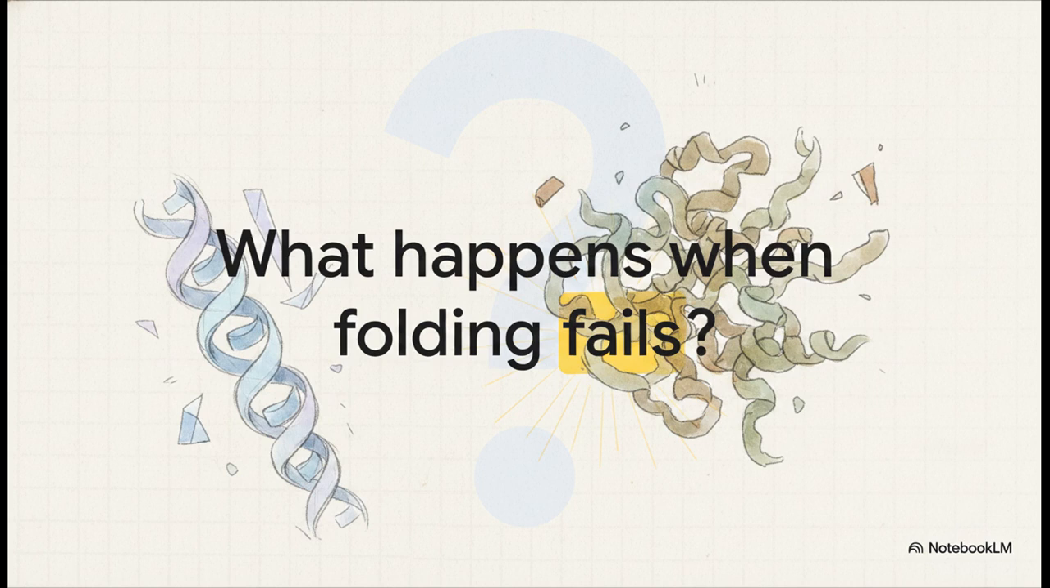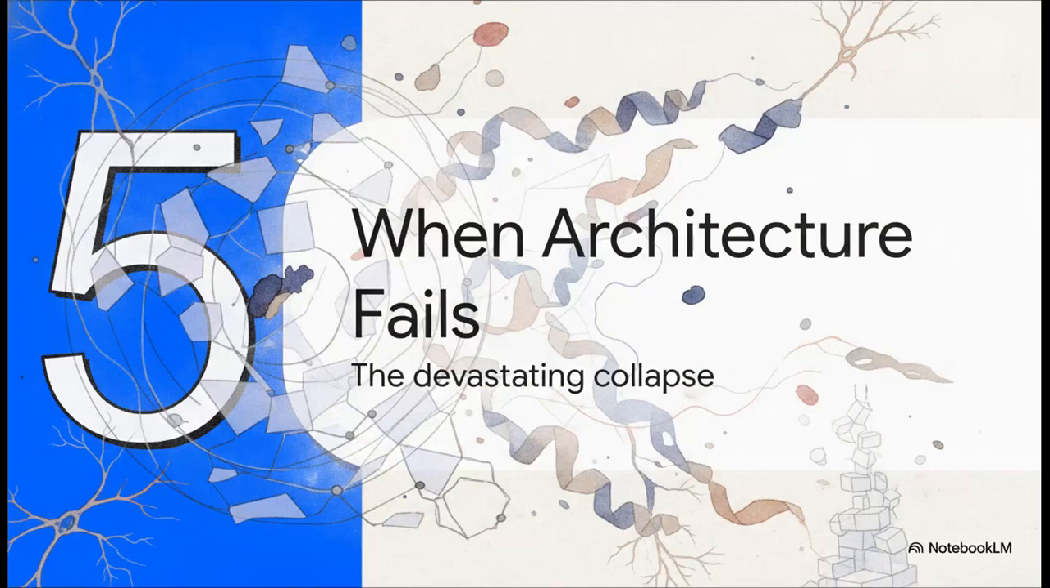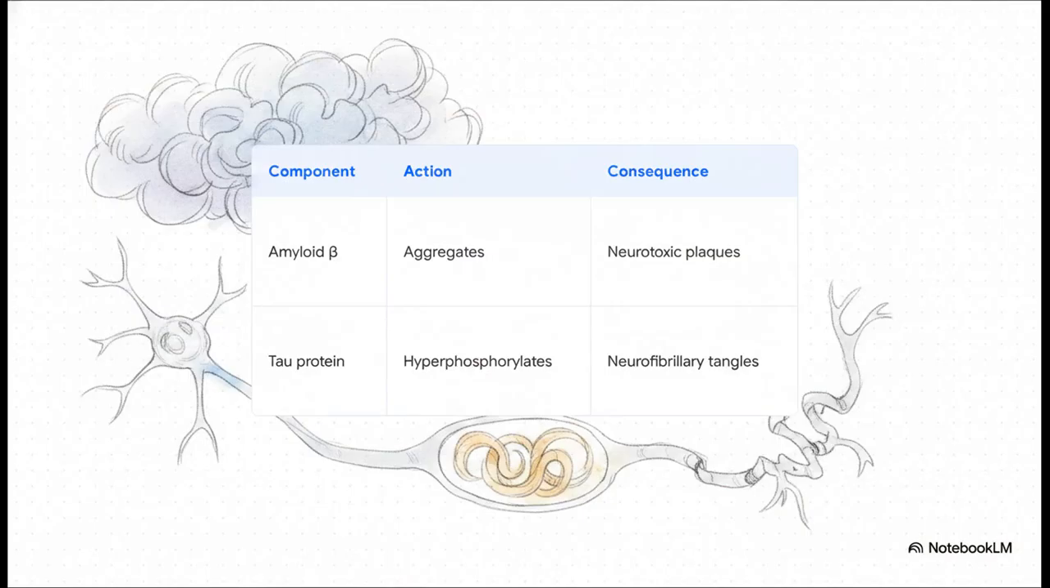But what happens when folding fails? Section 5, when architecture goes wrong. The devastating collapse. When the cell's quality control system fails, misfolded proteins aren't properly degraded. Instead, they just accumulate. And when protein architecture collapses like this, it leads to some of the absolute most terrifying degenerative and neurological diseases known to medicine.